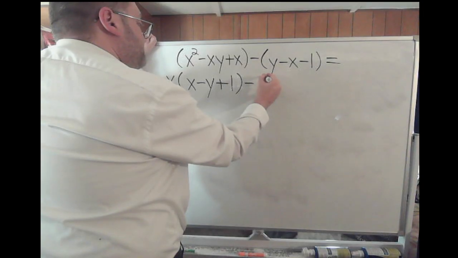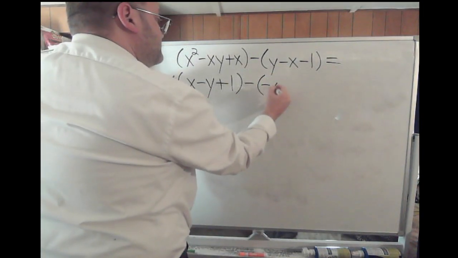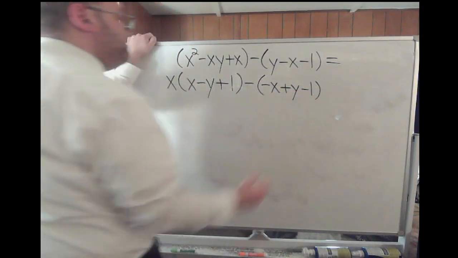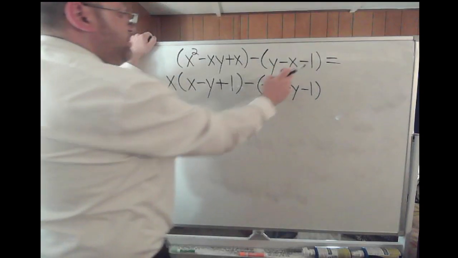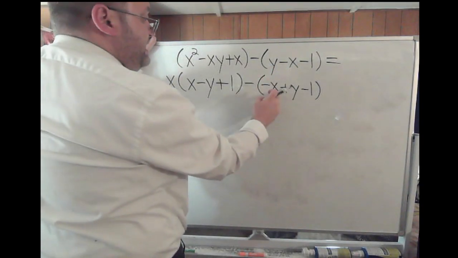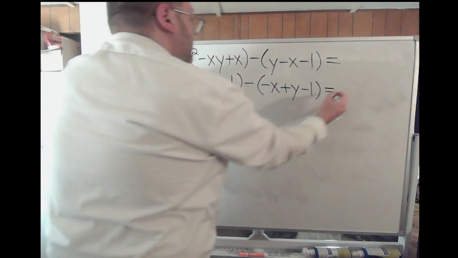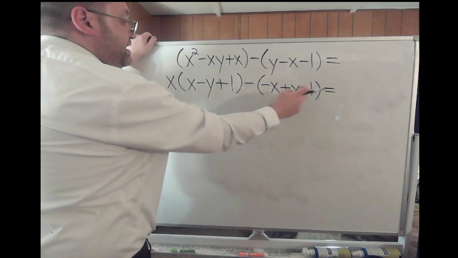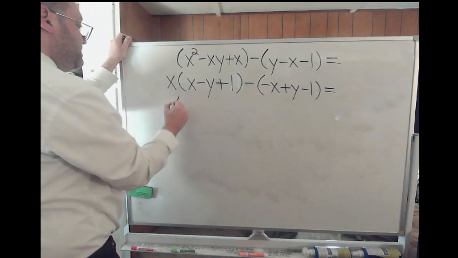First, let's use the commutative property of addition to rewrite this. You would get negative x plus y minus 1, because y minus x minus 1 would be the same as negative x plus y minus 1. Now, we want to make the x term positive, the y term negative, and the 1 term positive. We need to factor out a negative 1. So let's go ahead and do that.